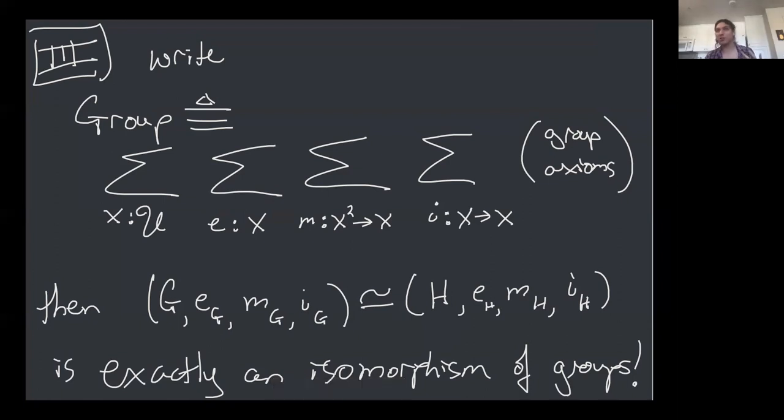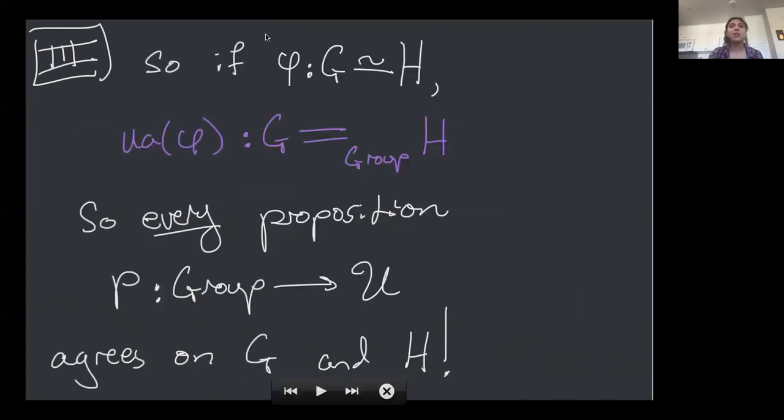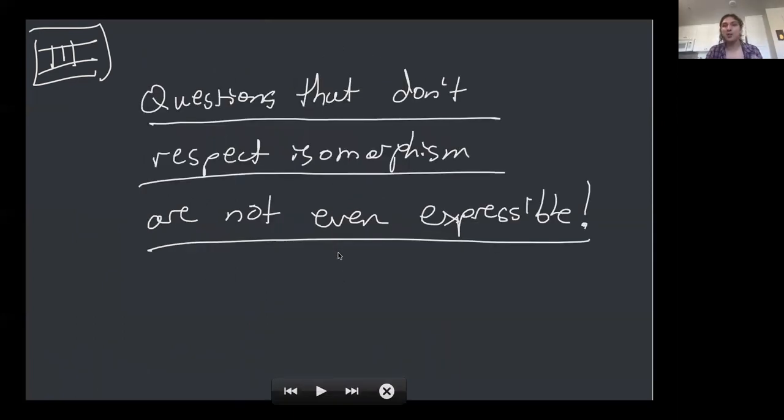And this is one of the coolest things philosophically for me, is that if I have an isomorphism from G to H, I can hit that isomorphism with univalence and get an equality in the type of groups between G and H. So every proposition which takes a group and spits out something, any construction I can do to groups, immediately agrees on G and H. Because if I do that construction to G, I can transport that along the univalence of phi and get the exact same proposition or the exact same construction applied to H. And those two things are now provably equal in the theory. So questions that don't respect isomorphism aren't even expressible inside homotopy type theory.